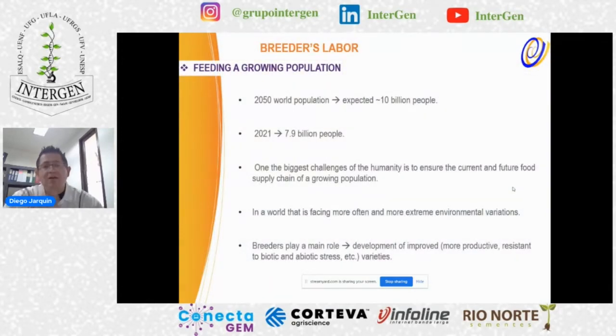As we know, we live in a world that is growing, so we have around 10 billion people expected to be in 2050. Currently, we are around 8 billion people. So one of the biggest challenges of humanity is to ensure the current and future food supply chains of a growing population. And this is not the only problem. The other problem is that we live in a world that is facing more often and more extreme environmental variations. In this case, the breeders have a main role to develop improved varieties. And we can think of improved varieties as varieties that yield more, or are more resistant to biotic and abiotic stresses, etc.